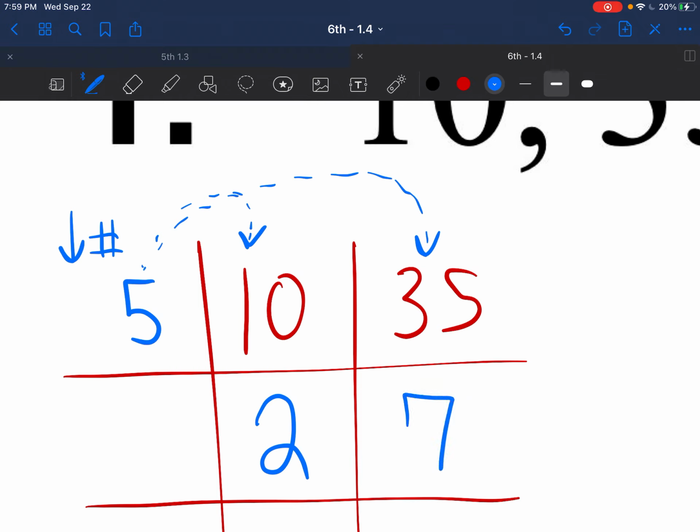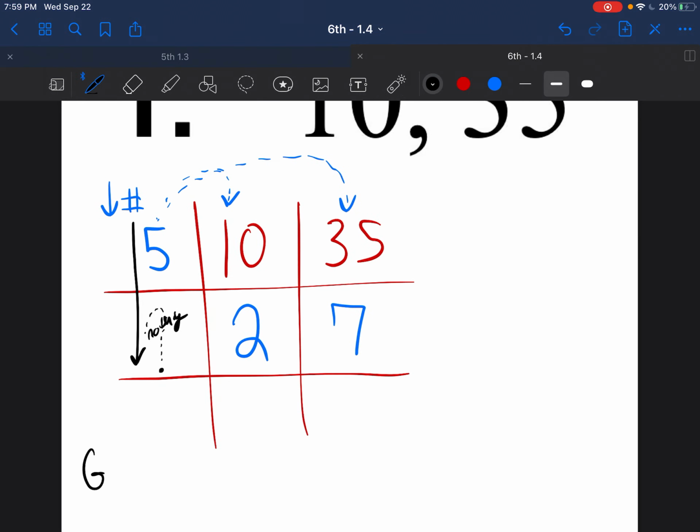Now, the next part of this is I have to think, is there a number that can go into both 2 and 7? There isn't. So if there is not a number that can go into both 2 and 7, all I got to do now is multiply straight down. So 5 times nothing, right? Because there's nothing here. There's no other number. That means our GCF for this question is going to be 5. Okay. So now this was called the tic-tac-toe method.